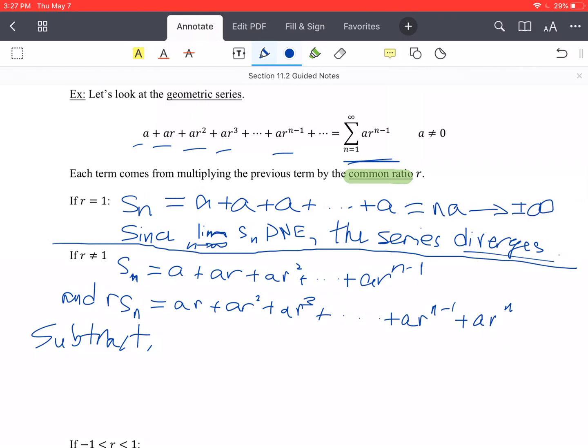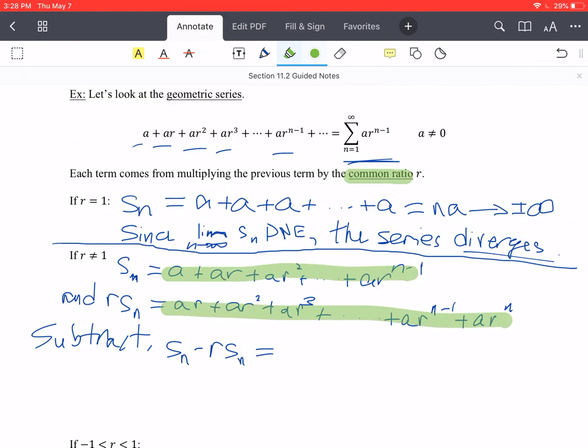So subtract these two. We're going to take S_n minus r times S_n. So try to visualize what's happening here. I'm going to take this whole first one minus this whole second one.